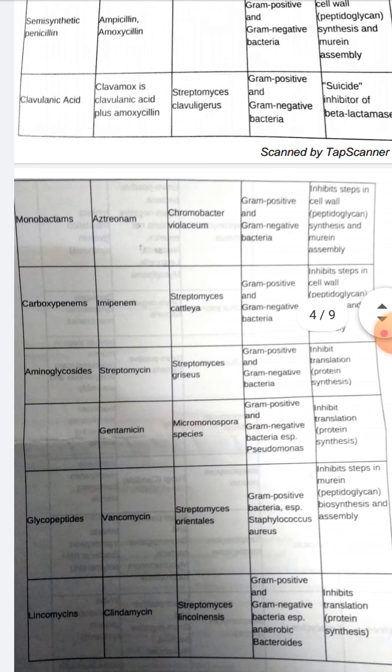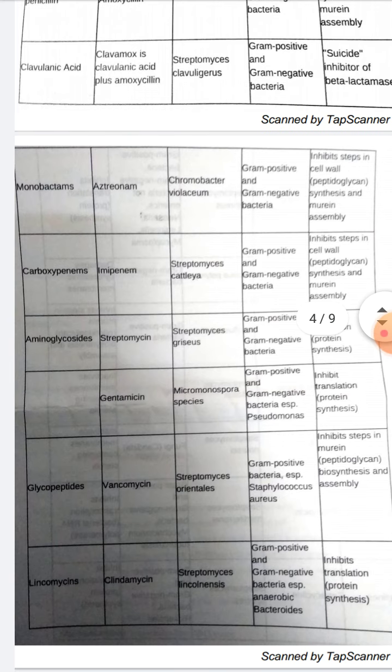Next we have carbapenems. It is a chemical class of highly effective antibiotic agents. It is used for the treatment of high risk bacterial infections. The example is Aztreonam. It is derived from Chromobacterium violaceum, effective against gram positive and gram negative bacteria, and again it inhibits the cell wall synthesis.